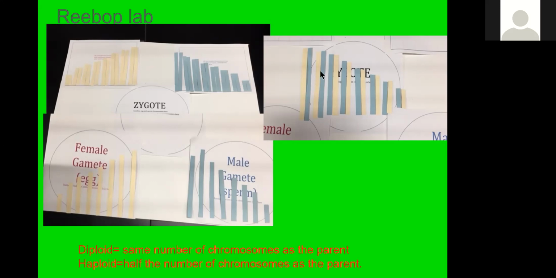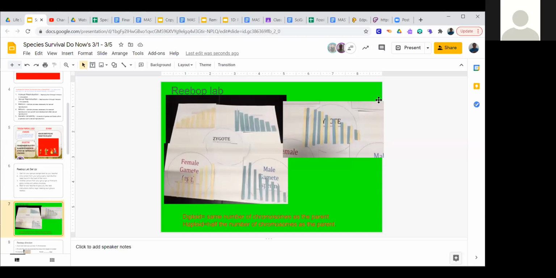And so in the upper right-hand corner here, we have this zygote that has 1 gene from the mother and 1 gene from the father for each 8 pairs. So now it has 16 chromosomes, and it'd be a full functioning cell, and it would start to grow and mature into whatever organism we're talking about. In this case, the Reebops. Okay, do you have any questions on that?